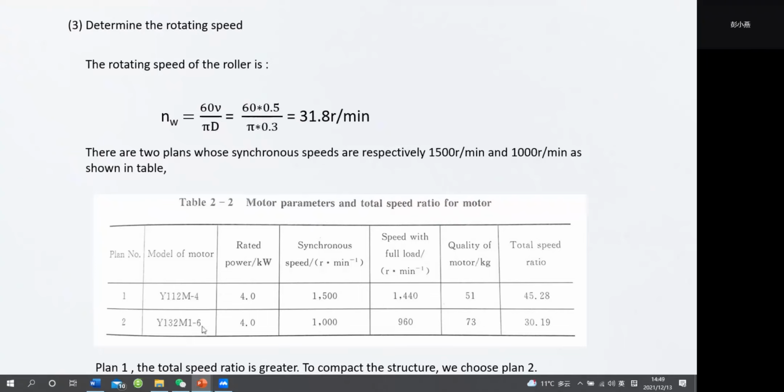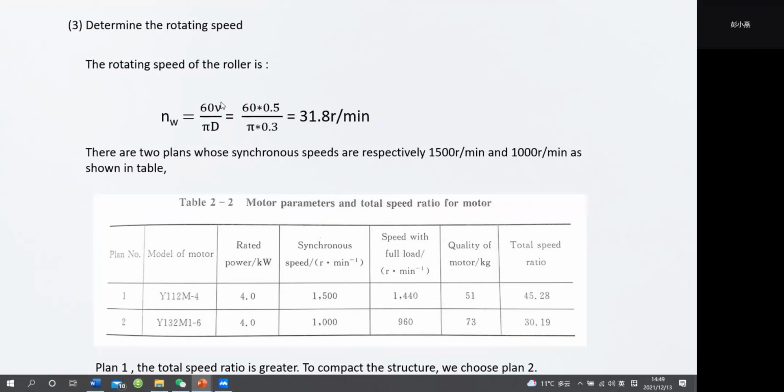Is this formula universal? Can we use it everywhere? Yes, it's a formula for the roller. You can use this to calculate the rotating speed of the roller. This is the formula. What is the relation with this 60? 60v divided by pi d.